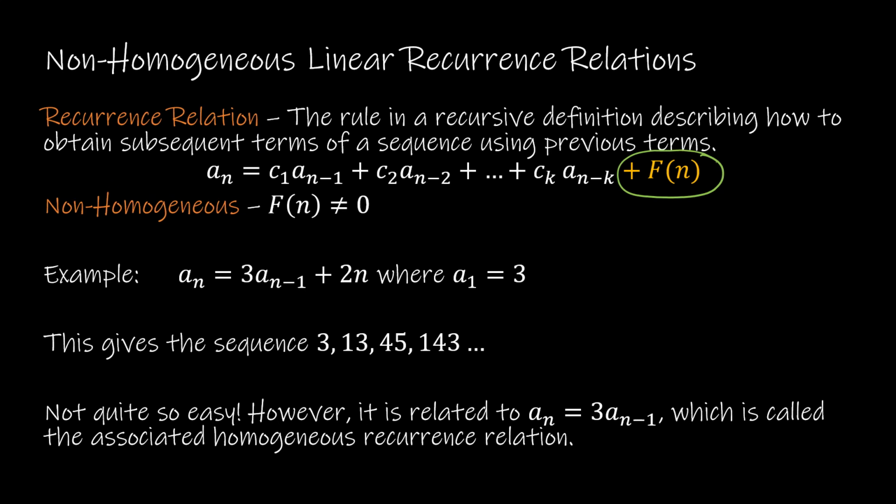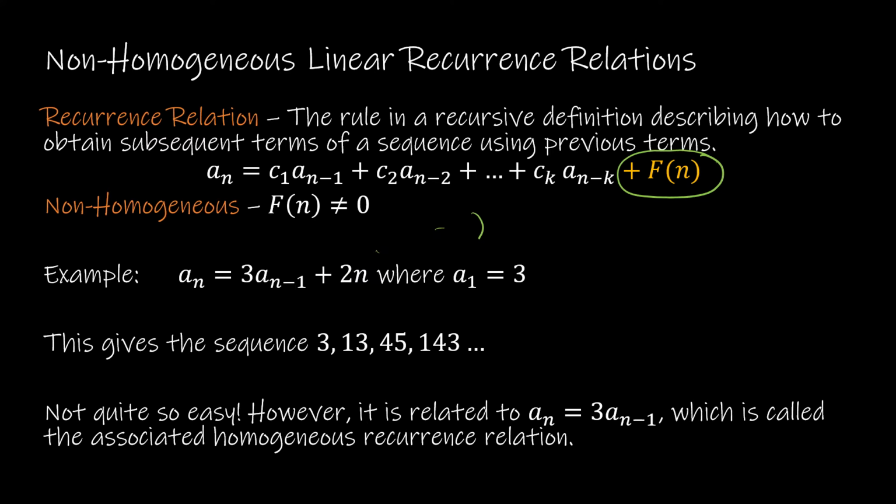So up to this point, we've looked at situations like this, where we have some value based on some constant multiplied by a previous value. Now, if you'll notice, we have this extra function of n. Previously, we did not have a function of n, and that's what made it homogeneous. Now it's non-homogeneous because we do have a function of n.